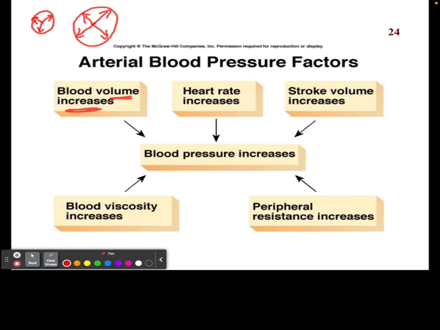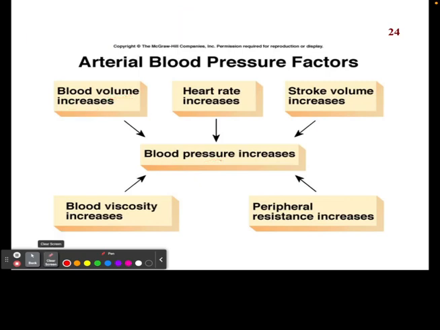Same thing with blood volume. If you increase the blood volume inside of your vein or artery, so here's my artery, right? If I increase the amount of liquid inside here, that's going to increase the amount of pressure on the arterial walls, and therefore blood pressure goes up.